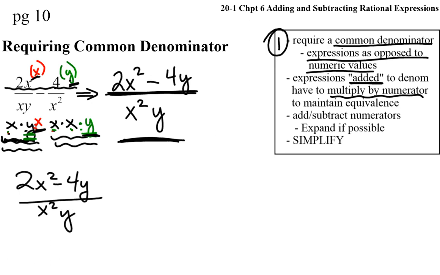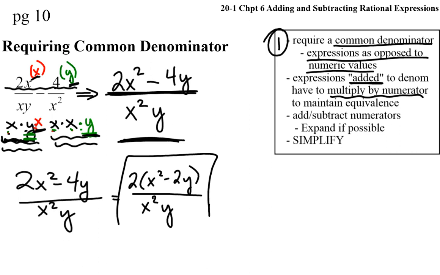Question is, are we completed? Well, what do we have to do in order to simplify? First thing is we need to factor if possible. What can we factor? We can factor out a 2, which leaves us with x squared minus 2y over x squared y. Are there common factors here? There are not, so there's our simplified form.